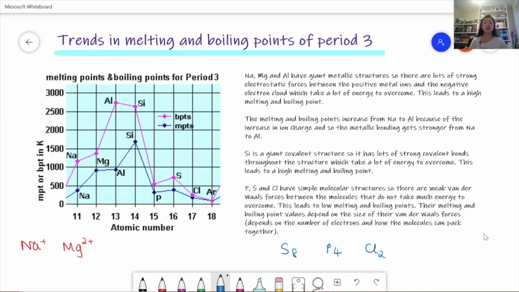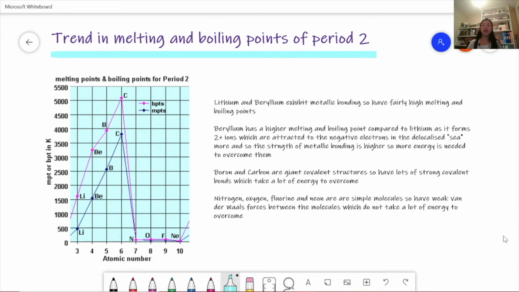And so the van der Waals forces in S8 are bigger than in P4, and the van der Waals forces in P4 are bigger than in Cl2, just because S8 has way more electrons and it's a lot bigger. So there'll be a lot more van der Waals forces, and so more energy is taken to overcome them in S8. And so the melting and boiling point of sulfur will be higher than for phosphorus and chlorine.